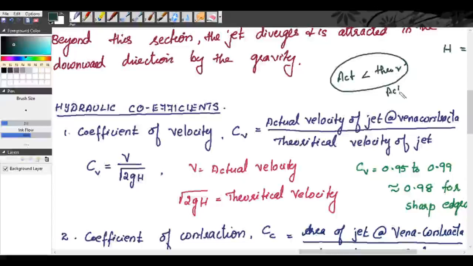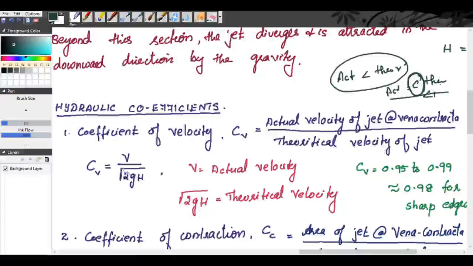So actual will be equal to some coefficient into theoretical value. Actual velocity is equal to coefficient of velocity into theoretical value. Actual discharge will be equal to coefficient of discharge into theoretical discharge. And this coefficient value will always be less than 1. So remember this concept.